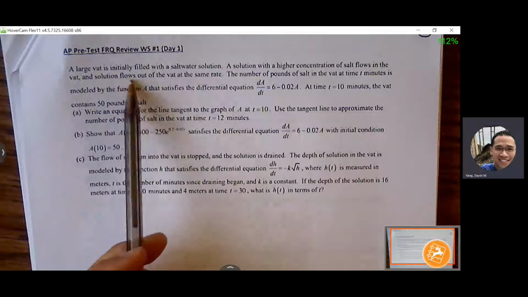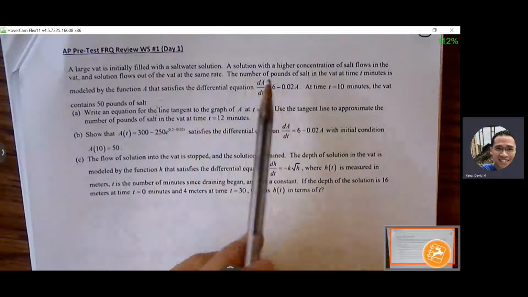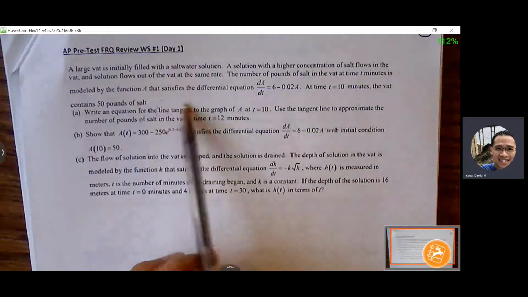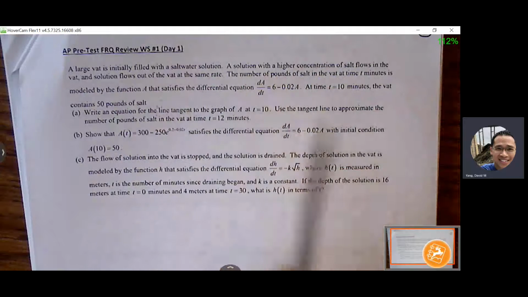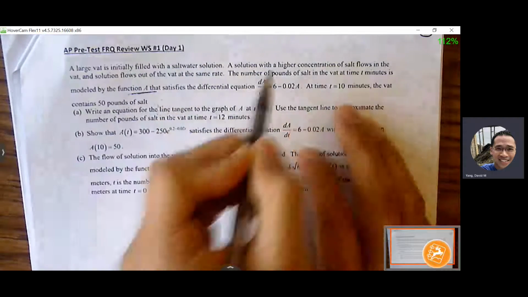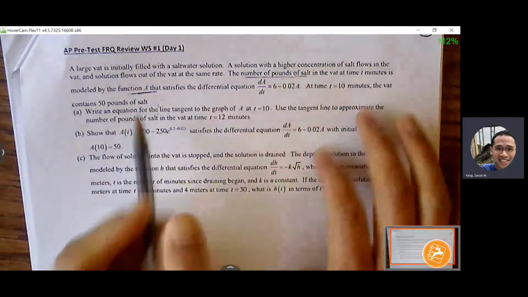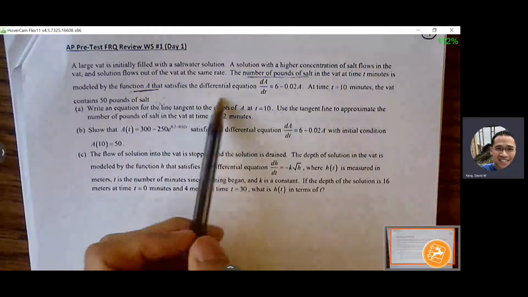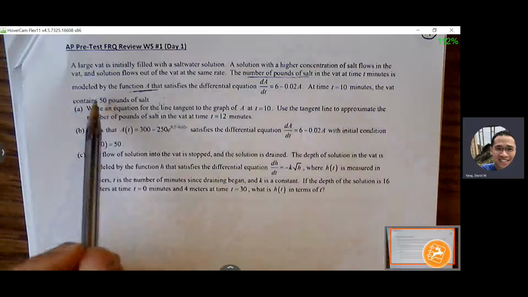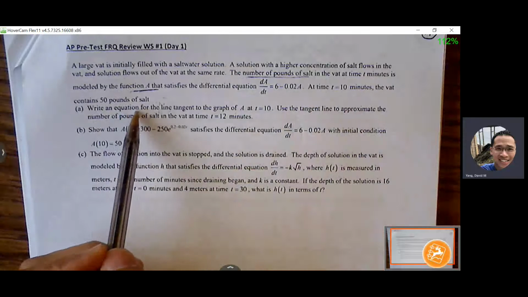Okay, so a large vat is initially filled with saltwater solution. A solution with higher concentration of salt flows in the vat, and solution flows out of the vat at the same rate. The number of pounds of salt in the vat at time t minutes is modeled by the function A. So A represents the amount of salt. This satisfies the differential equation dA/dt. At time t equals 10 minutes, the vat contains 50 pounds of salt.